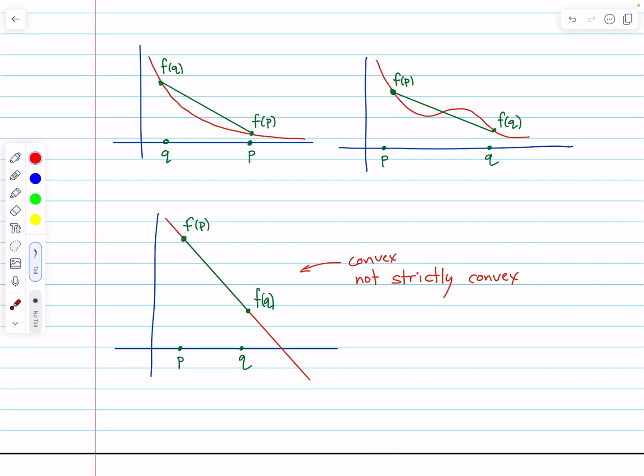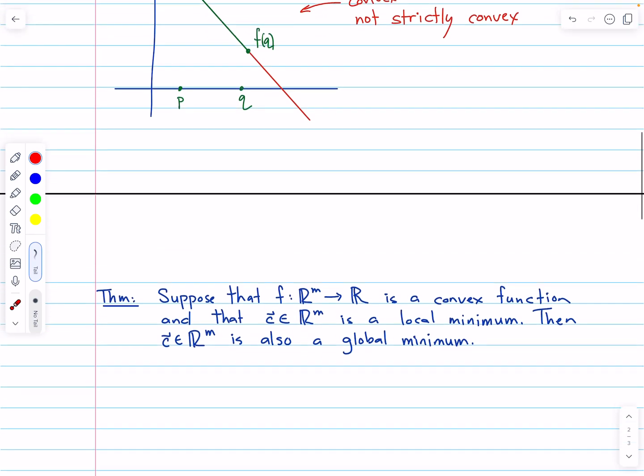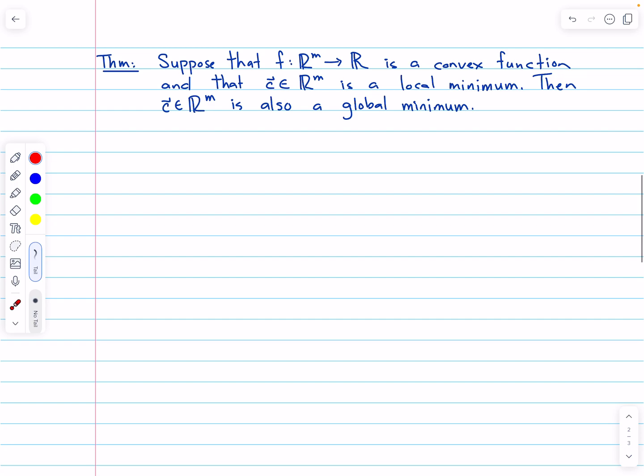As mentioned before, the nice thing about convexity is that optimization problems end up working out much nicer than they typically do. For a convex function, we don't have any local minima that aren't global minima. So this theorem is telling us that if c is a local minimum, it implies that c has to be a global min.